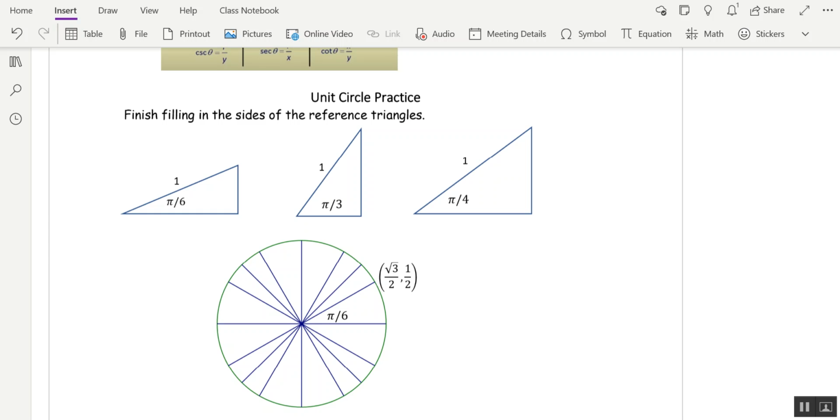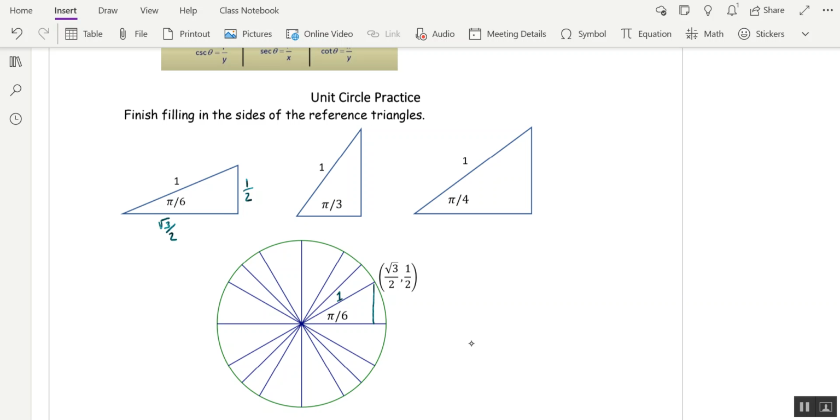So there are 3 reference triangles, and I'd make them all with hypotenuse length 1, because a unit circle is a circle with radius 1. So any triangle on the unit circle is going to have hypotenuse 1. And so there are 3 angles, pi over 6, which is 30 degrees, pi over 3, which is 60 degrees. These are related. The opposite side on pi over 6 is the shorter side, and it's a half. Its length is a half. And the adjacent side is the longer side, and it's root 3 over 2.